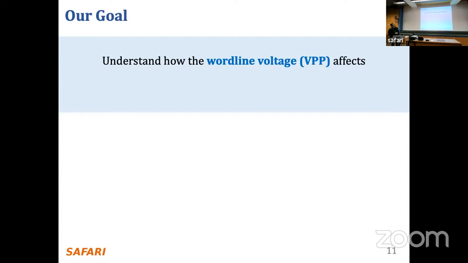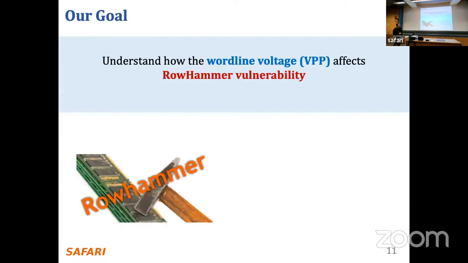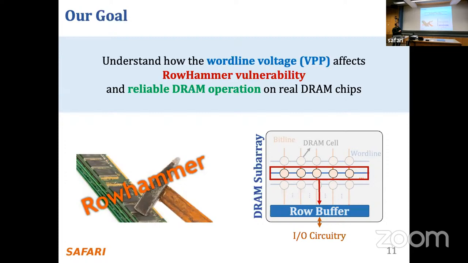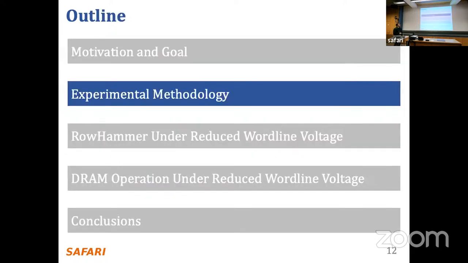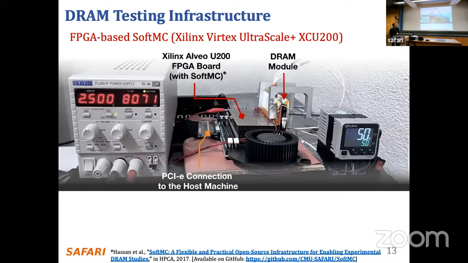So our goal here is to understand how the wordline voltage affects the RowHammer vulnerability and also reliable DRAM operation in real DRAM chips. So let's move into the experimental study. We use an FPGA-based infrastructure. I think you're already familiar with this infrastructure from the previous lectures. We call it a modified version of SoftMC in this paper. Later on, we actually open sourced this infrastructure with the name DRAM Bender. It has its own paper. You can check that as well.